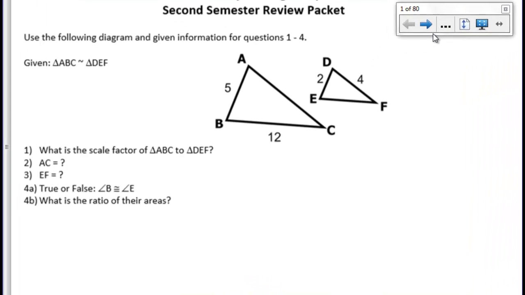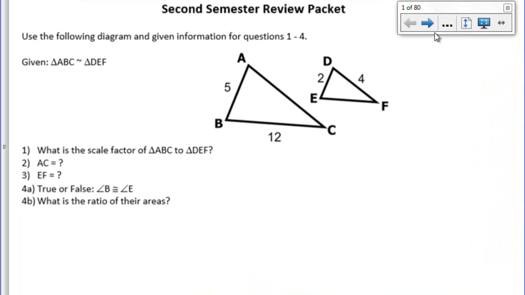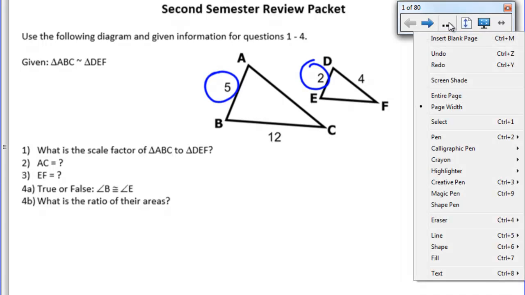Hello, this is Mr. Morton, and this is the first of many videos on the second semester review packet for Geometry CP. Okay, for number one, you're given that two triangles are similar. You have to find the scale factor. To do that, you simply use the order of the triangles and identify corresponding sides.